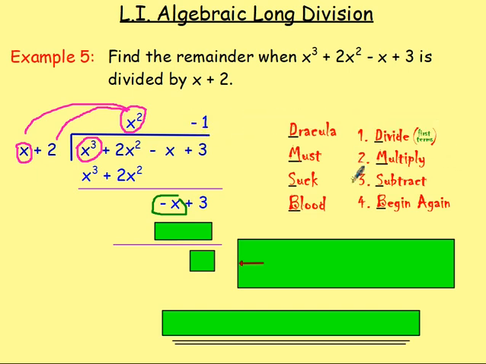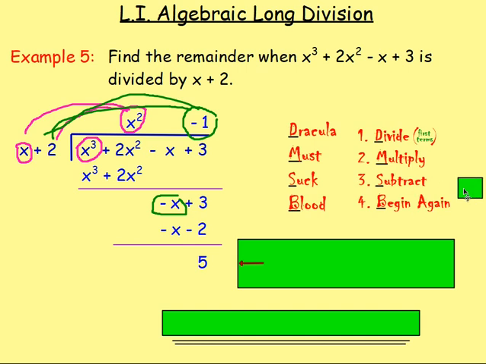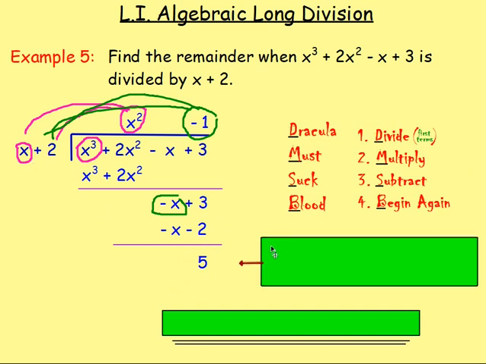And then after that, you're wanting to multiply. So negative 1 times the x and negative 1 times the 2. So negative 1 times x will give you negative x. Negative 1 times 2 gives you negative 2. Dracula must, we have just multiplied. S, you now subtract. So negative x take away negative x, be negative x add x, which gives you 0x. Don't write it. And then 3 take away negative 2, be 3 add 2, which is 5. You can see here the degree is less than that of the divisor, so we can now stop.